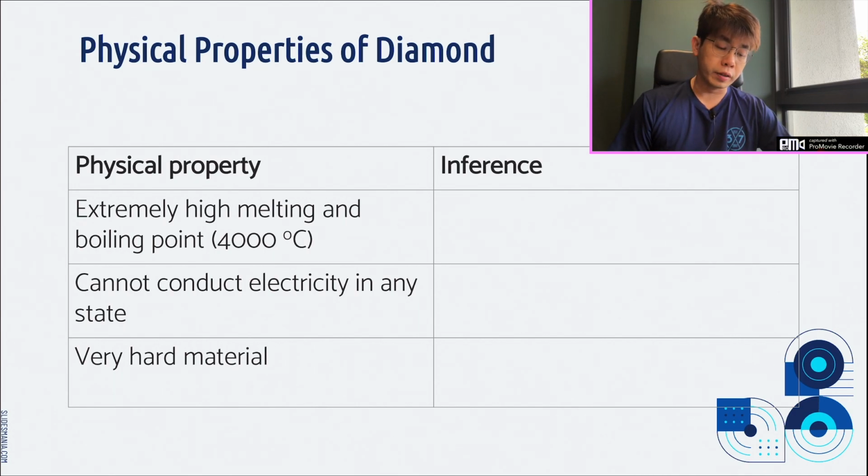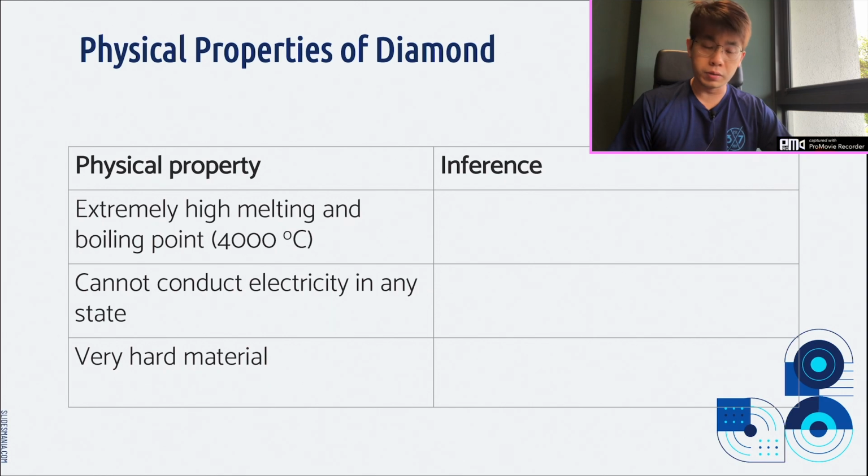We actually found out that diamond has an extremely high melting and boiling point, about 4000 degrees Celsius. That is extremely high. It cannot conduct electricity at all in any state, and it's a very hard material, meaning that it scratches everything but nothing can scratch it.